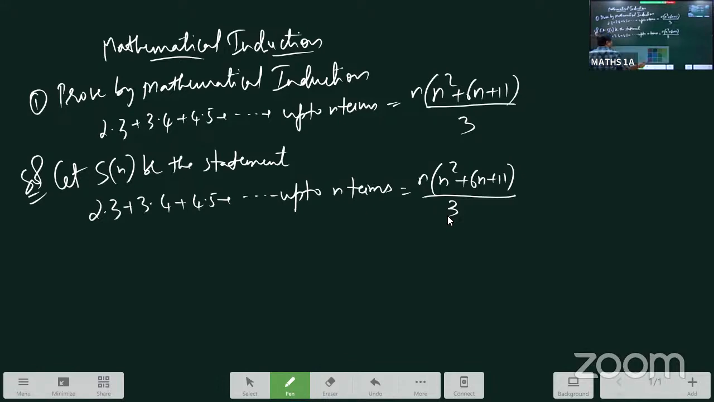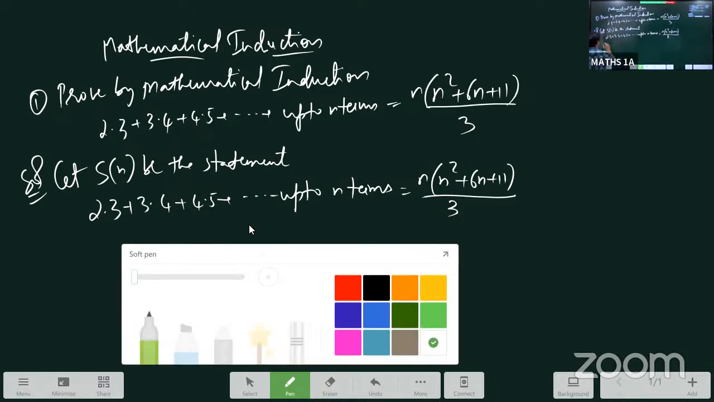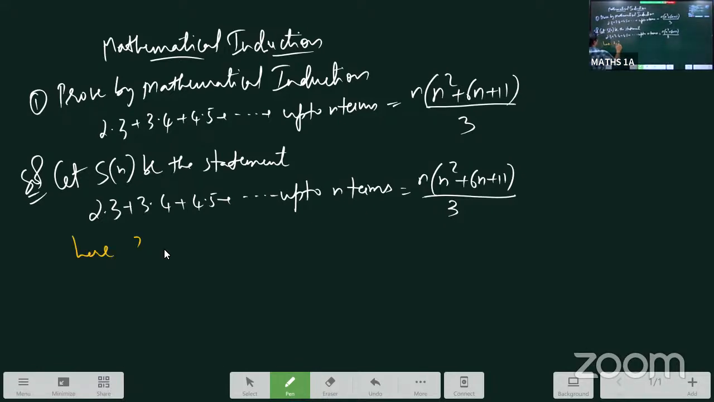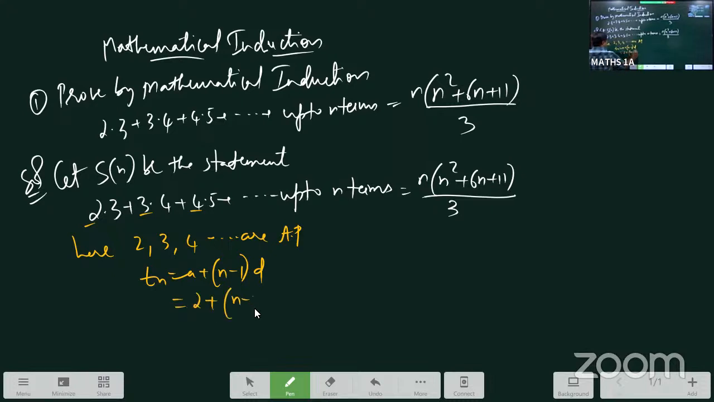So here, 2, 3, 4, the first terms of the products, are in AP. So for an arithmetic progression, the nth term Tn is equal to a plus n minus 1 into d. That is 2 plus n minus 1 into the common difference, which is 1. 2 plus n minus 1, that is n plus 1. Okay. Now next, the second terms of the products.